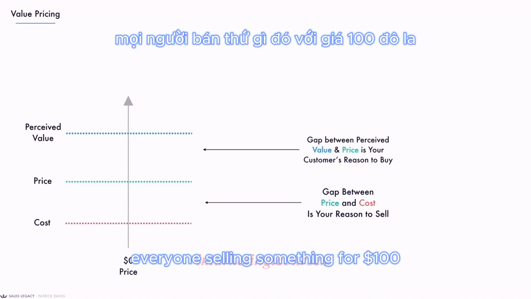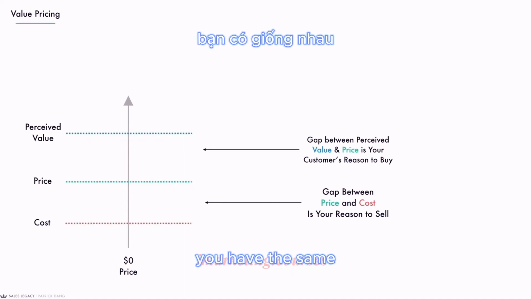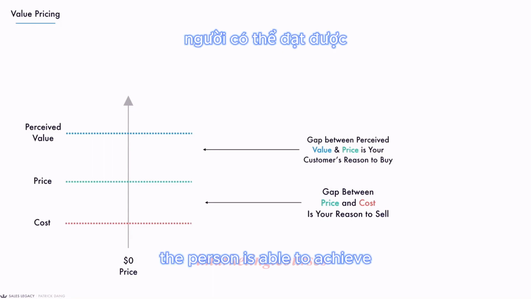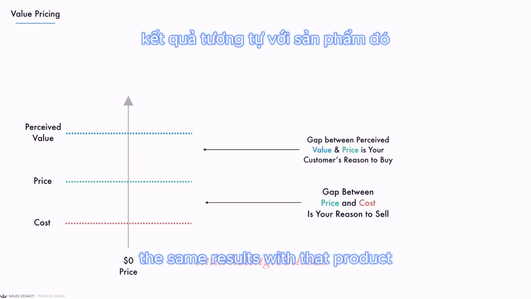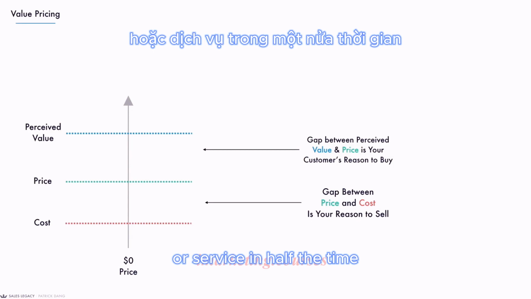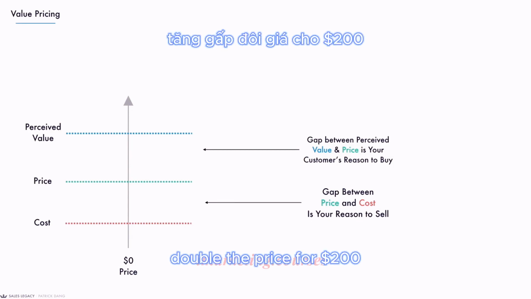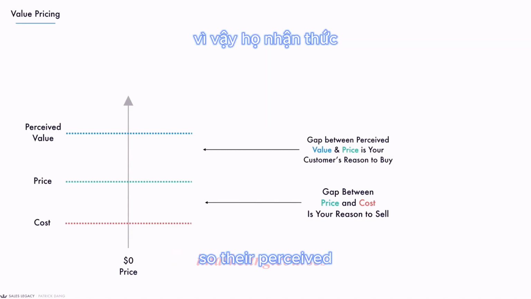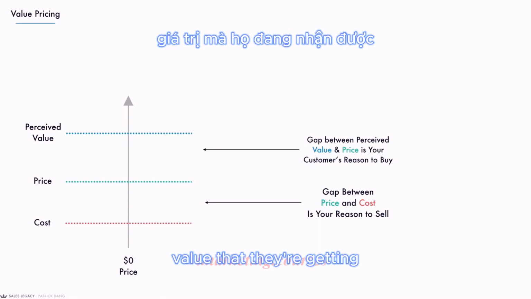Meaning, let's say everyone's selling something for $100 and you figure out that you have the same product or service, except you add an additional feature where the person is able to achieve the same results in half the time, and they're willing to pay double the price, $200. So their perceived value of your product or service, even though you may be doing the same thing as everybody else, because you're doing it, let's say, faster, people may be willing to pay you more money for that service. And so that is the perceived value that they're getting.